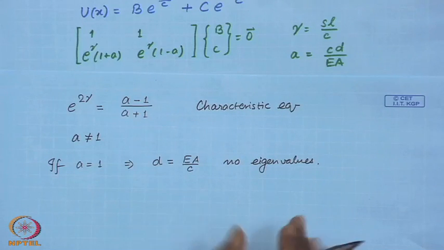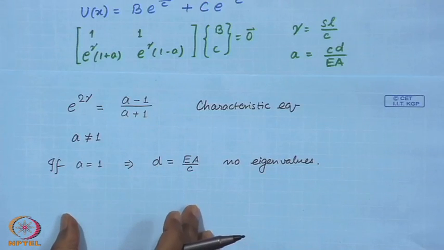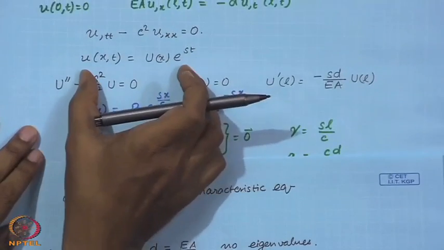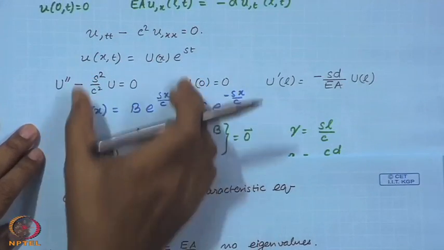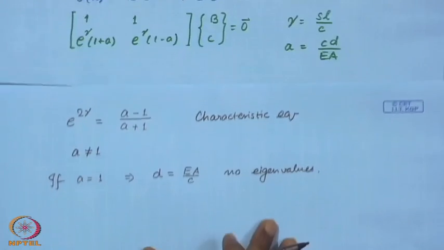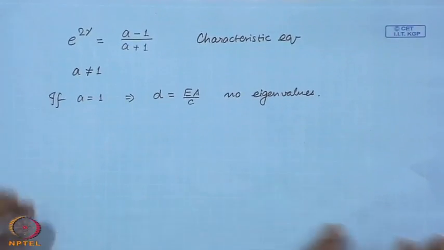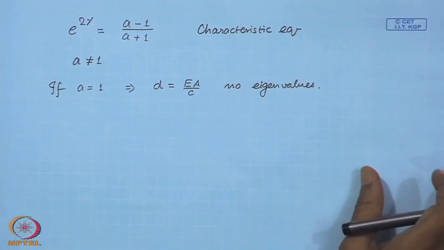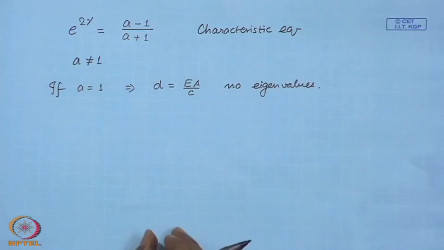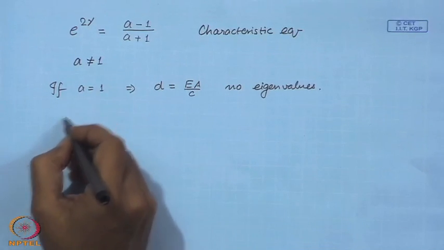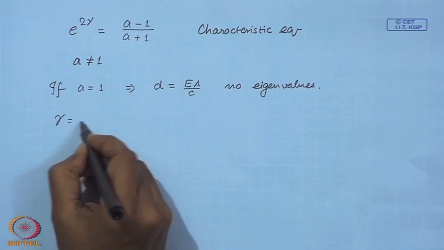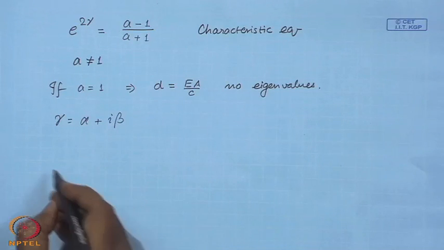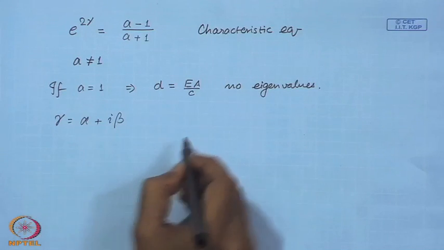Now, no eigenvalues would imply there are no solutions. But then we have considered solutions of this very special form. So, there are no solutions of this special form, but there are solutions which we have to understand in terms of wave propagation. That we will keep for a later discussion. Right now, let us solve when A is not equal to 1, and for that we can consider gamma to be a complex number of this form, alpha plus i beta.